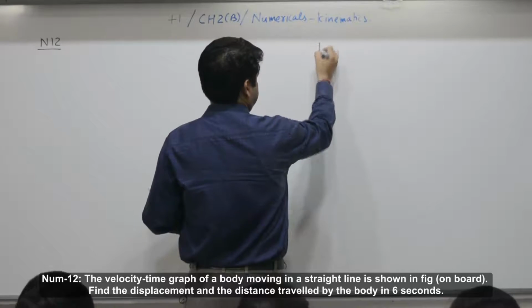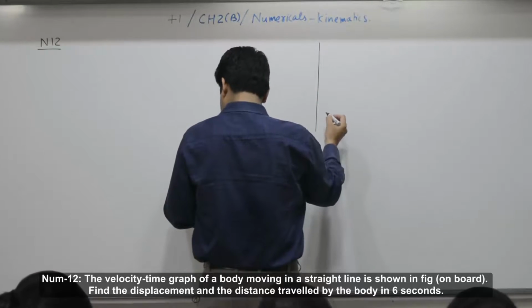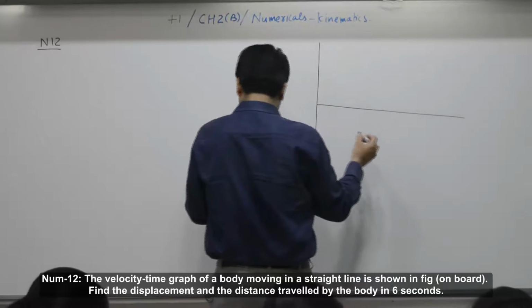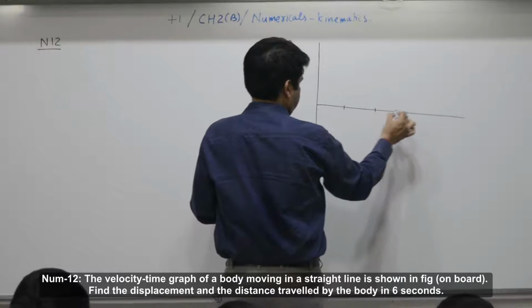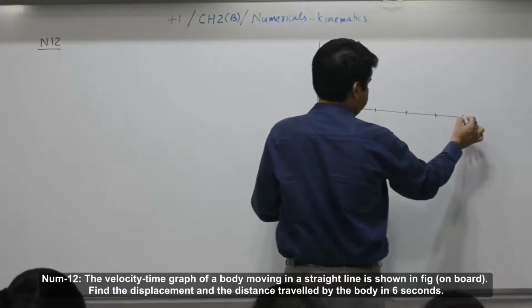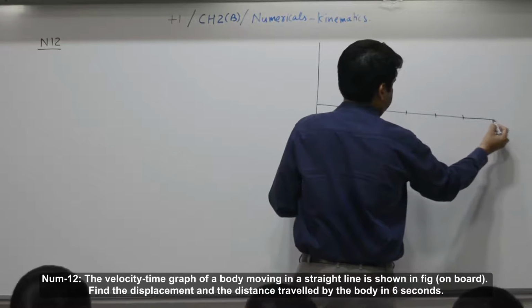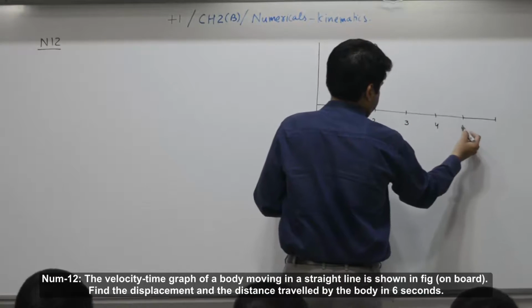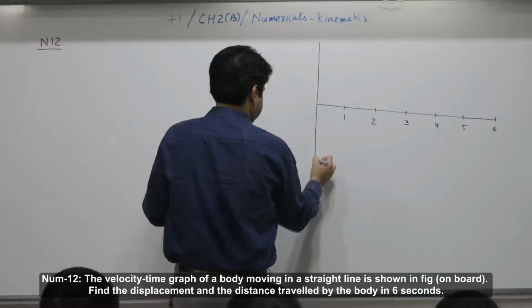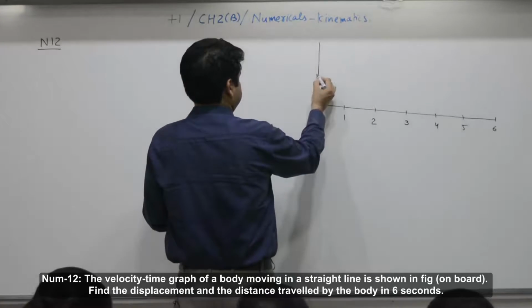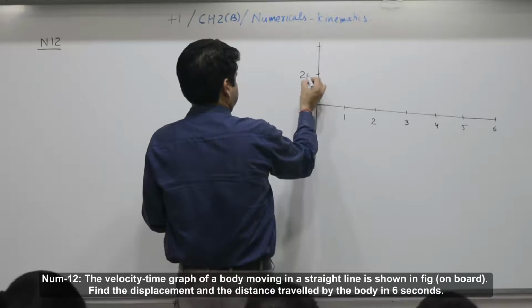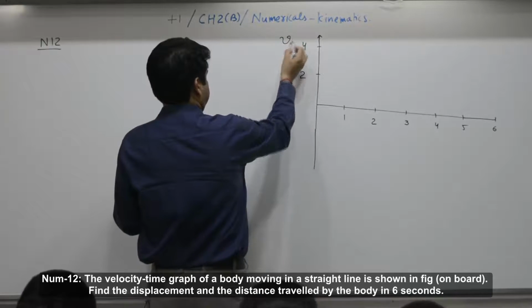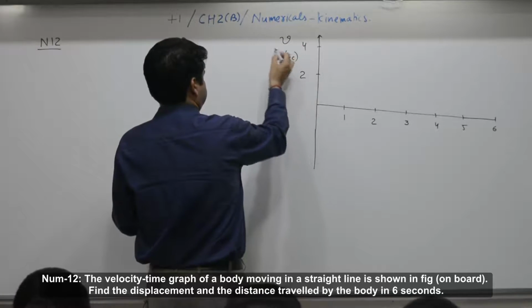The graph is of this type. For how many seconds? Draw free hand. Free hand. This is velocity in meter per second.